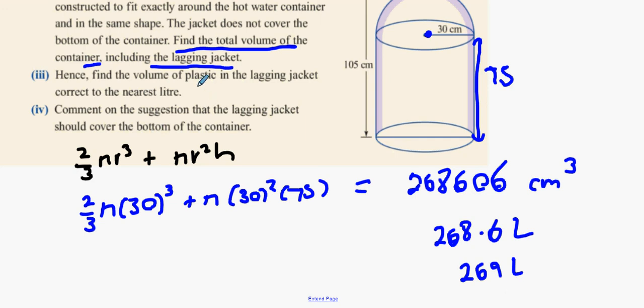Now, what do we do? Take both answers away from each other, because the lagging jacket is what makes the second one bigger. So 269 take away. Anybody?